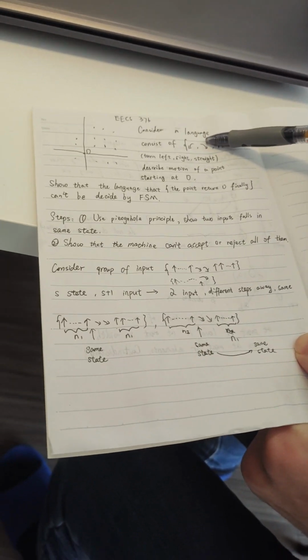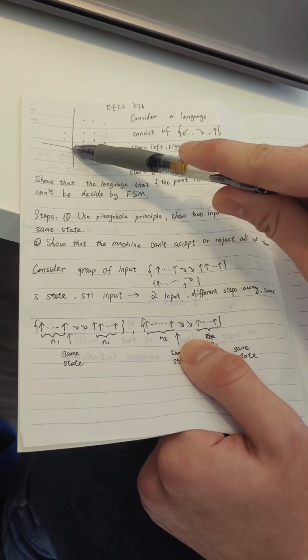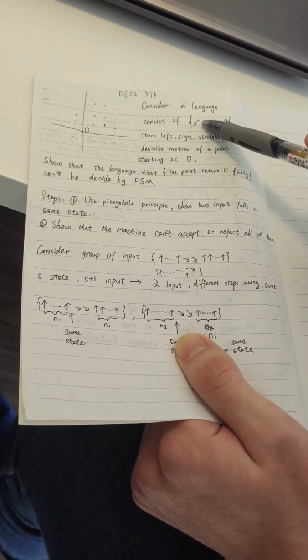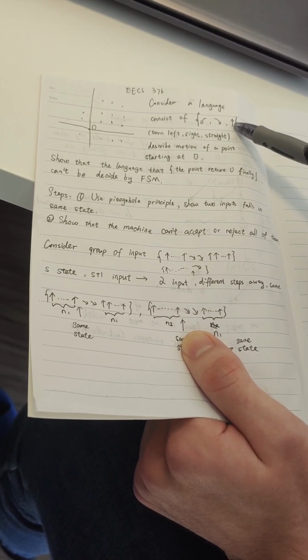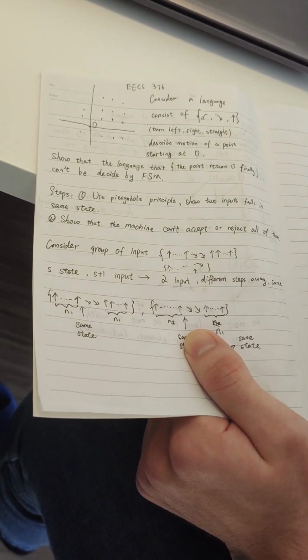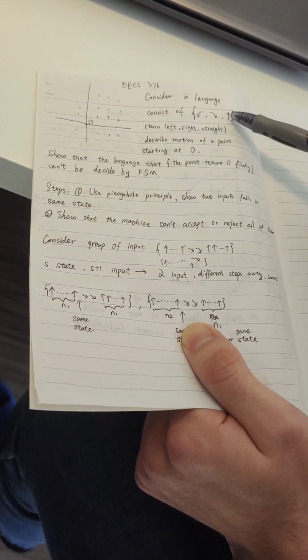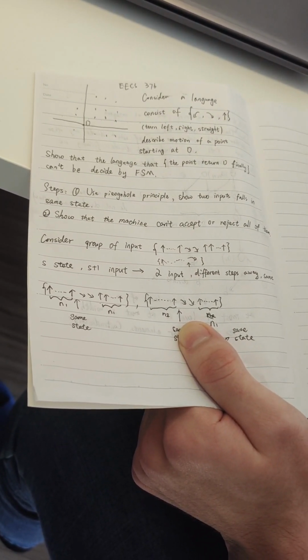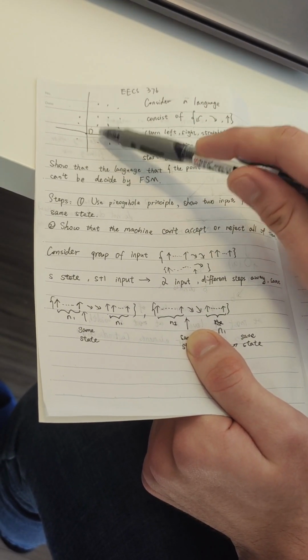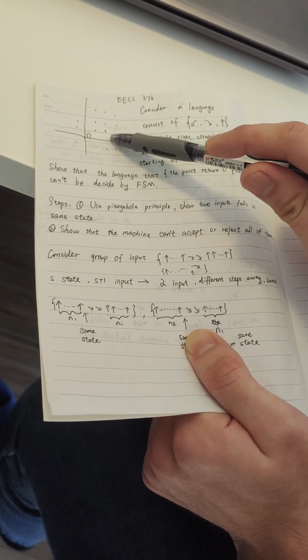Consider a language that decides the motion of a point starting at O and consists of only three labels. This is turning left, this is turning right, and this is going straight one step. The point can only stay on the integer points.